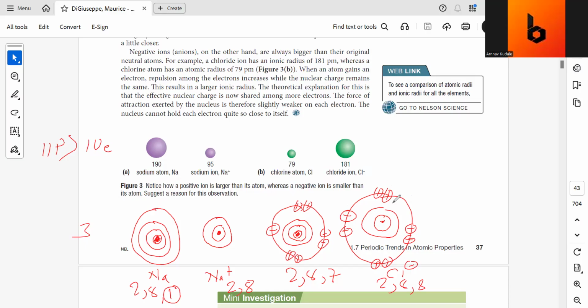Another concept: the number of protons is 17, the number of electrons is 18. So the central force is also weaker in front of the number of electrons. So the size of the anion is generally larger than that of the atom. Got it? Easy. Can you write down this?